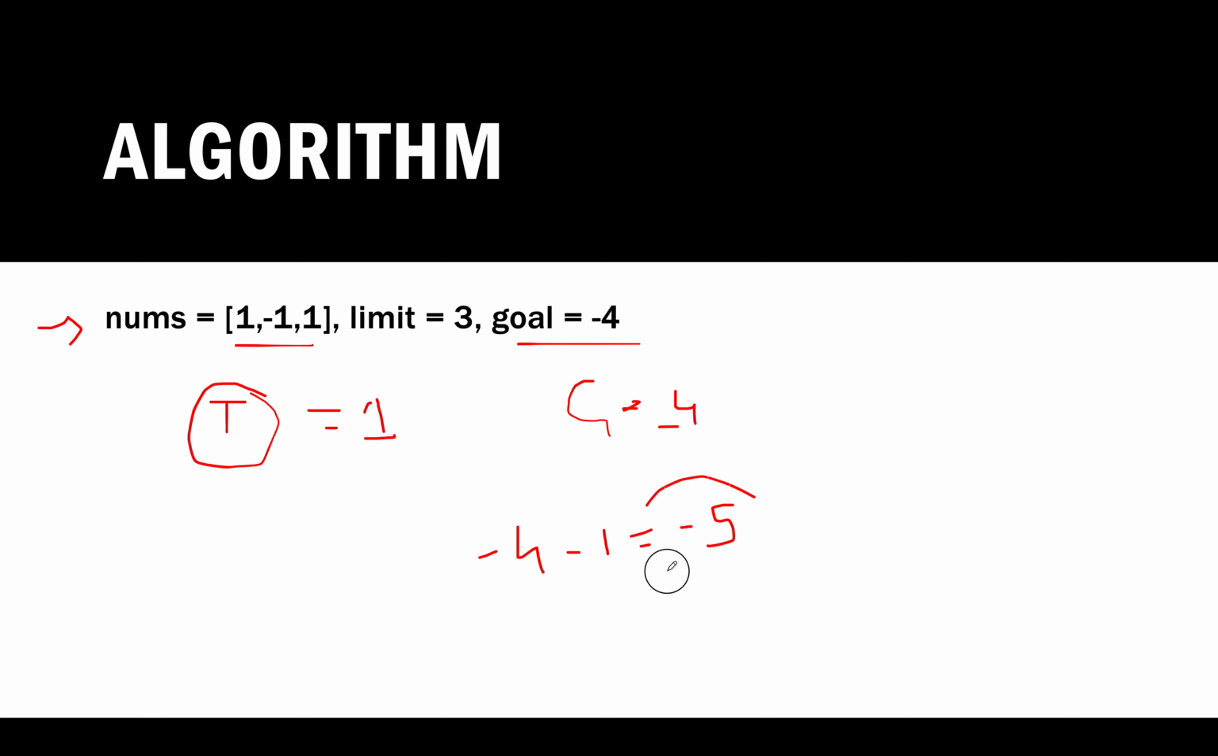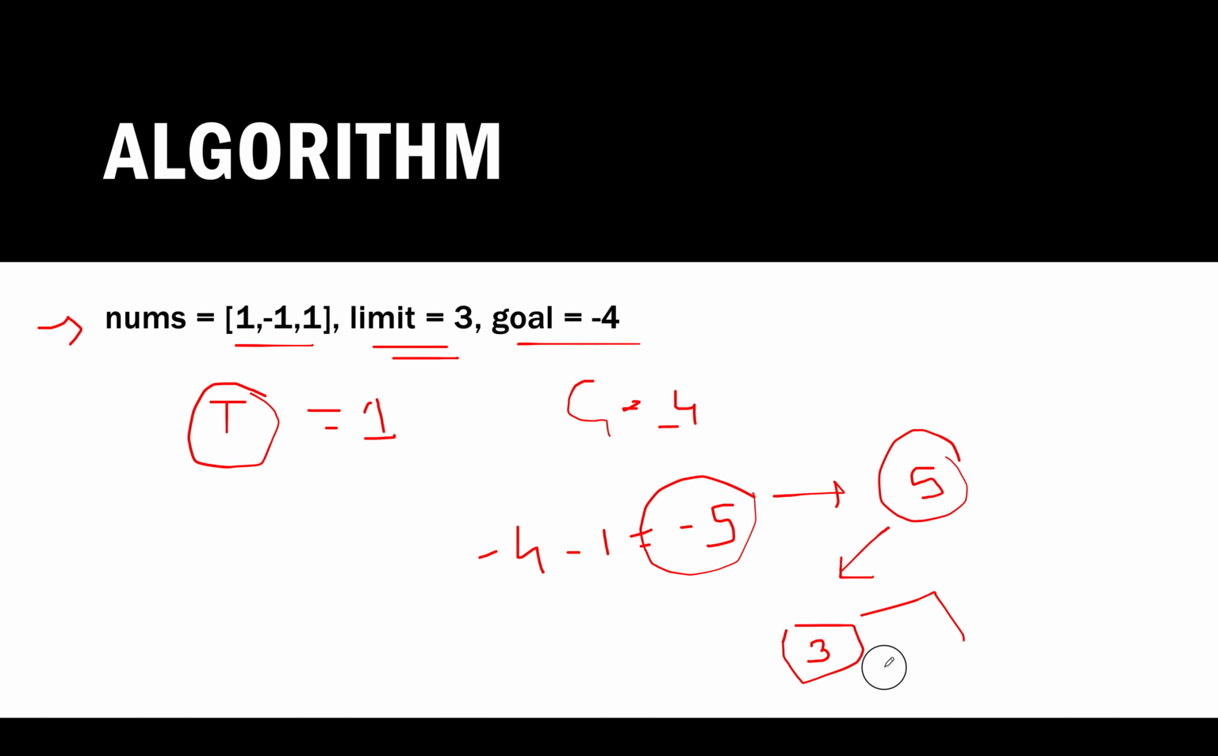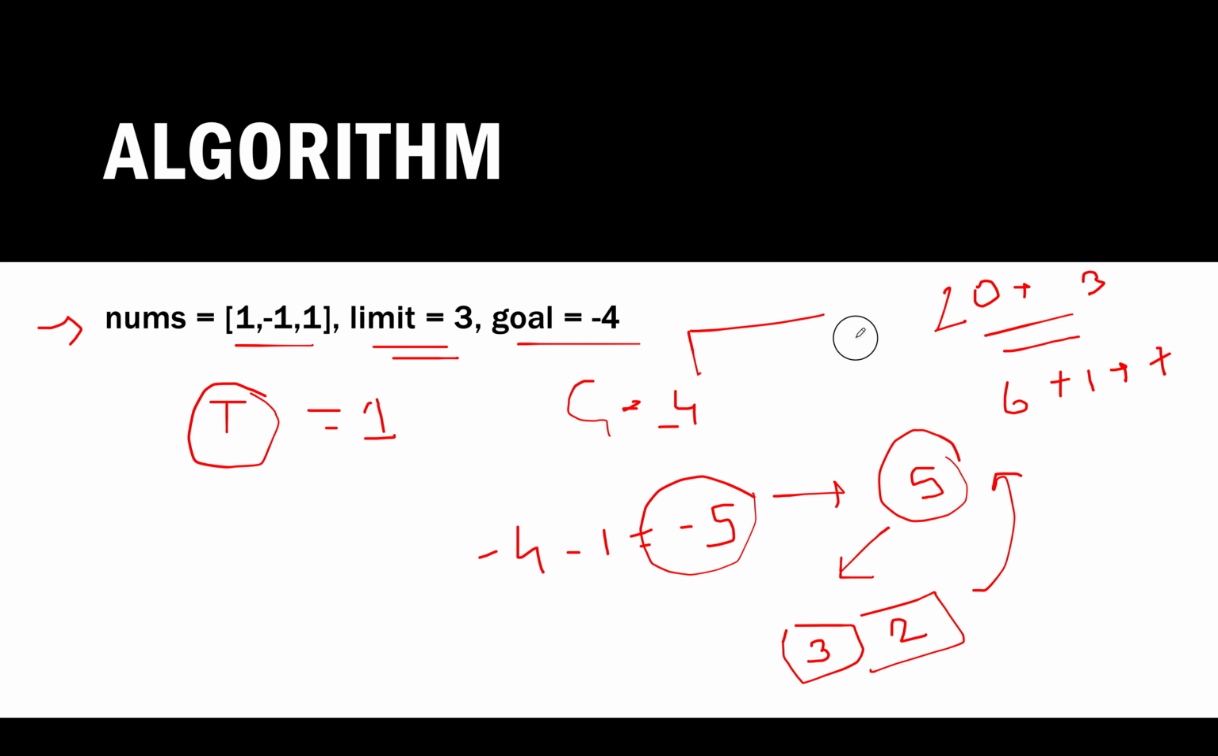And once we have this difference calculated, we need to take the absolute value of it. So we will make it 5. And what we can do, we have to divide it into intervals so that the limit is not exceeded. For example, in this case, we have to divide 5 into different buckets. One would be of maximum size 3 and other would be of 2, so as to attain a sum of 5. Had it been 20, and the limit still was 3, then how many buckets would we have made? 6 plus 1, 7 buckets. You would have taken 6 buckets of 3 each and 1 bucket of 2, so as to get a total of 20.